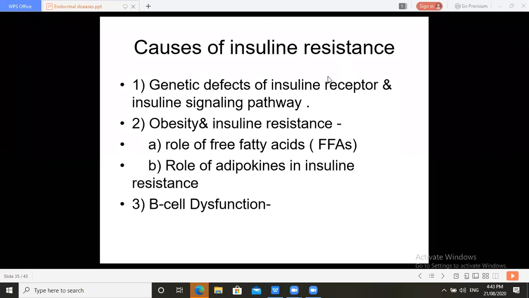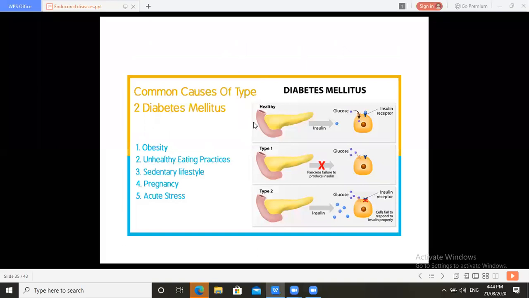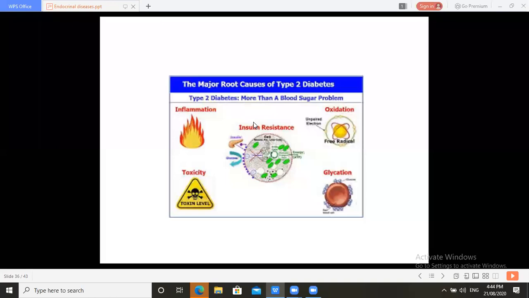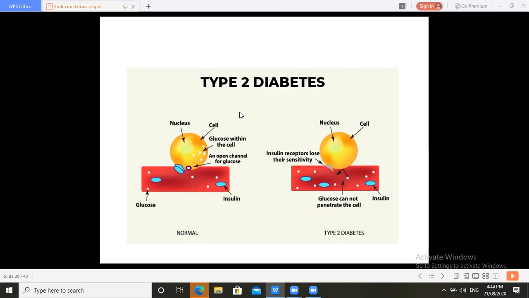Okay, is there any query related to this part of diabetes, the pathogenesis of diabetes? What is insulin and what happens due to insulin resistance? That part we discussed. Okay, let me allow all the students to enter.